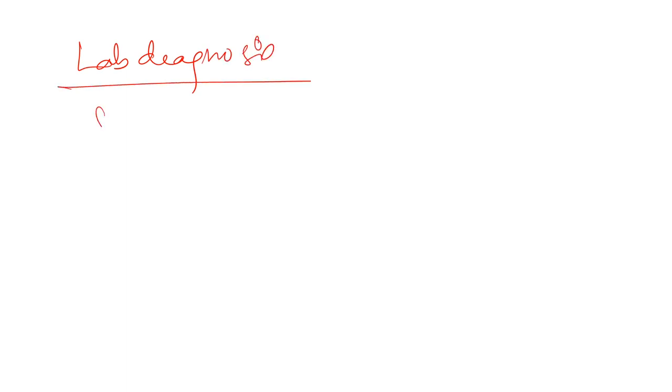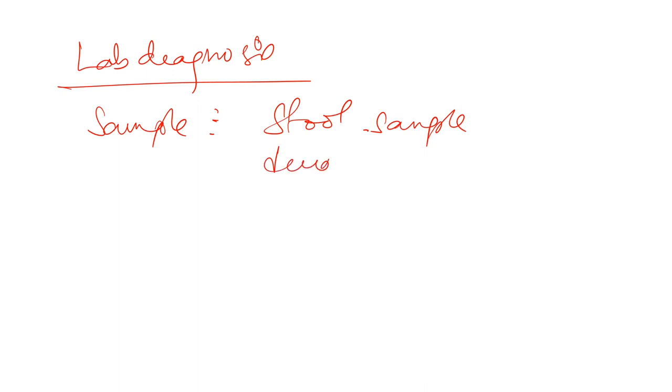Next, let's see how we diagnose it. Lab diagnosis. Sample collection. What is the sample we should collect? It should be stool. Okay, stool sample and duodenal contents. In microscopy, what do we see? We see trophozoites.